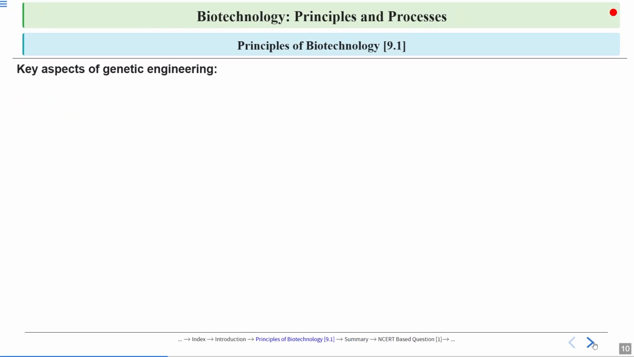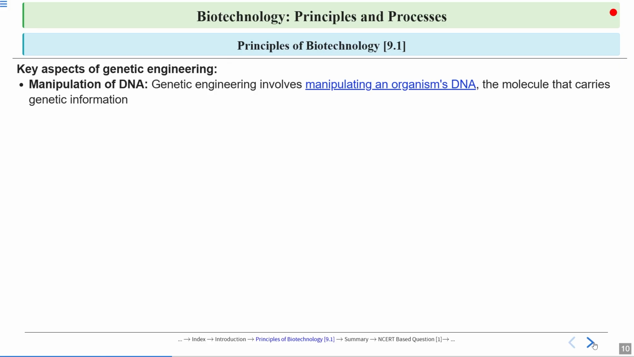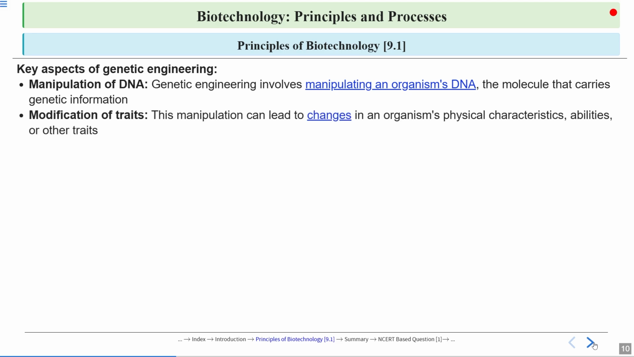What are the key aspects of genetic engineering? First, as I said, we have to manipulate the DNA. Genetic engineering involves manipulating an organism's DNA, the molecule that carries genetic information. We know this. Second, why do we manipulate this DNA? Because we want modification in some traits, in some physical characteristics, abilities, or other traits.